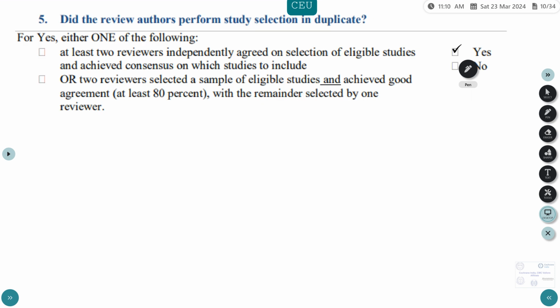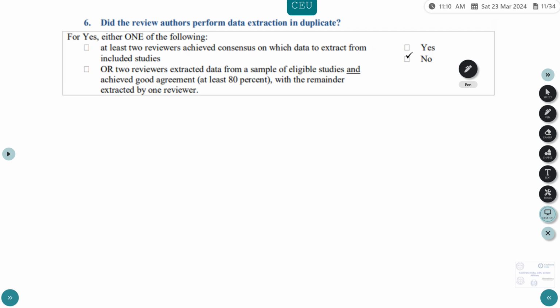Did the review authors perform a study selection in duplicate? So there were 2 people who requested for the study for the individual data, 2 separate people who requested for it. Did the review authors perform the data extraction in duplicate? No, only one of the 2 people compiled the entire data into one big format.